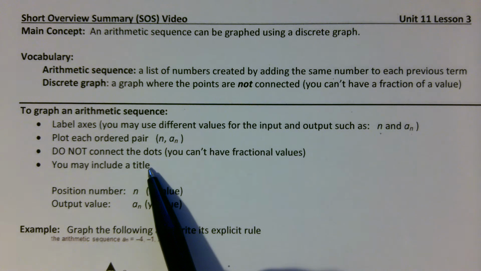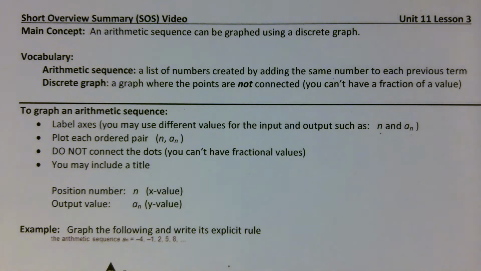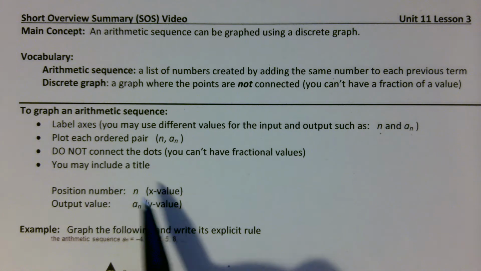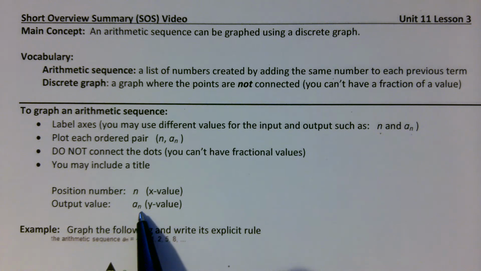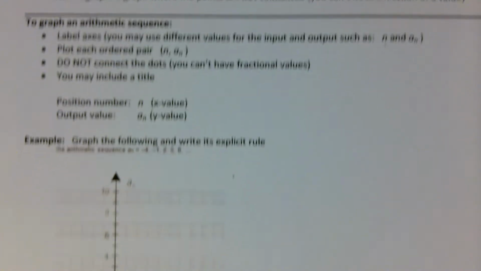And you can include a title if necessary for your graph. Remember, your position number, the place number, is n. We know that as our x value. And the output value is a sub n, or our y value. So let's take a look at the first graph.